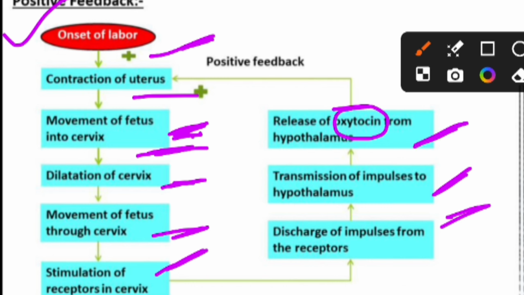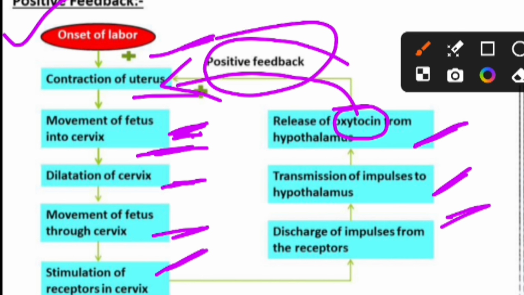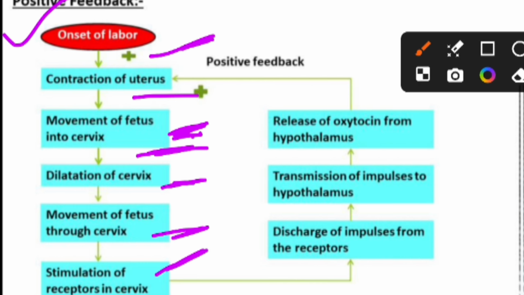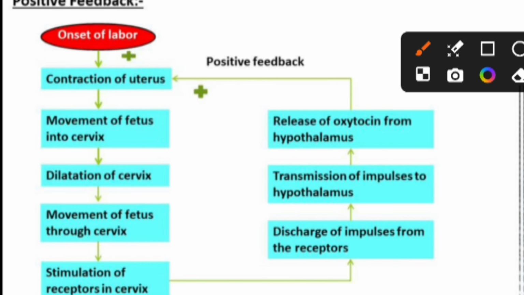Oxytocin is the main hormone that helps in the contraction of the uterus, and it is released in a large amount at the time of delivery. It helps in the movement of the fetus, and oxytocin is released until the delivery of the baby is completed. So this is an example of the positive feedback mechanism. I will discuss the details of the homeostatic process.